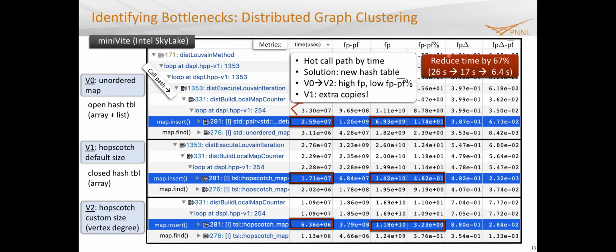We need to look at something more. In this case, we are looking at the non-prefetchable footprint percentages in that footprint. And you can see that the non-prefetchable footprint is 17% in V0, but it's around 3% in V2. This explains why it is faster.